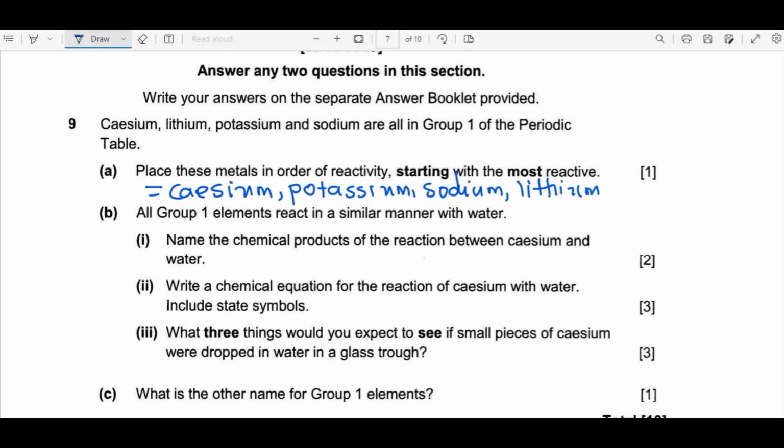Then we have question B. All group 1 elements react in a similar manner with water. Name the chemical products of the reaction between cesium and water. So we know that they will give us metal hydroxide. So we have cesium hydroxide.